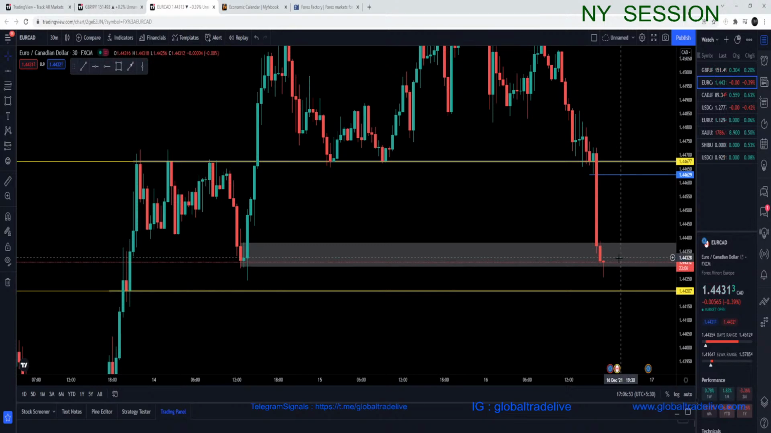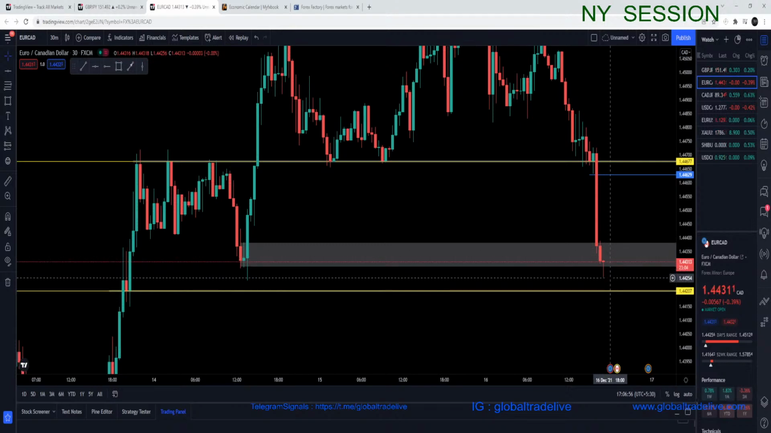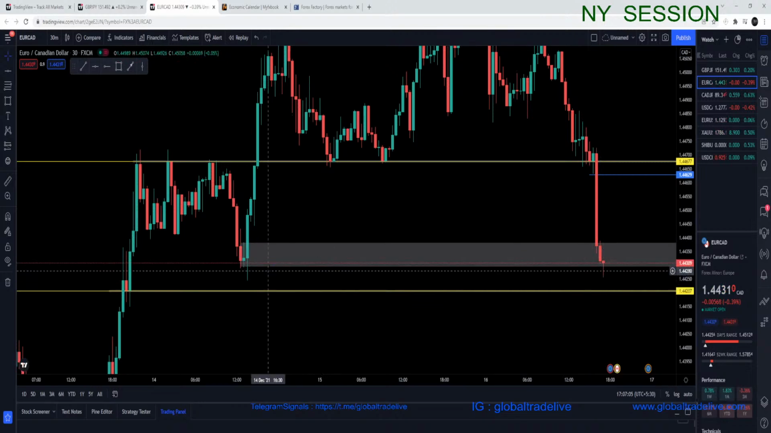Now I know one thing, candles can move down from this area, right? But the thing is, if I do not have a candle closing below this POI zone, then till that time the POI will be valid. This POI will be valid till that time.